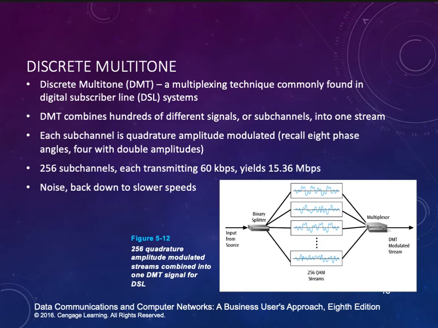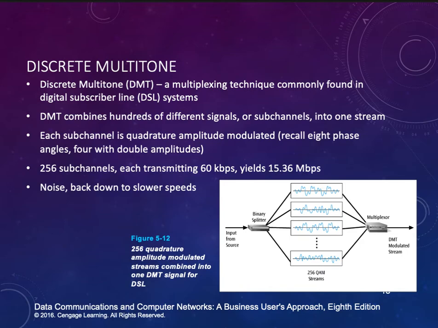Next, discrete multitone is usually used in DSL, digital subscriber line. For example, you have 256 subchannels with 60 kilobits each. In the diagram here, we see 256 streams from a splitter to a multiplexer. So it's quite susceptible to noise, and it will slow the process.